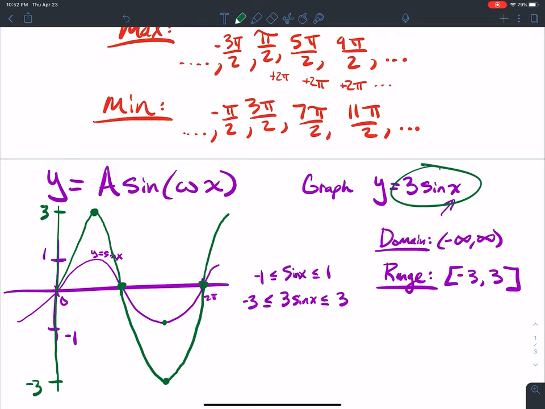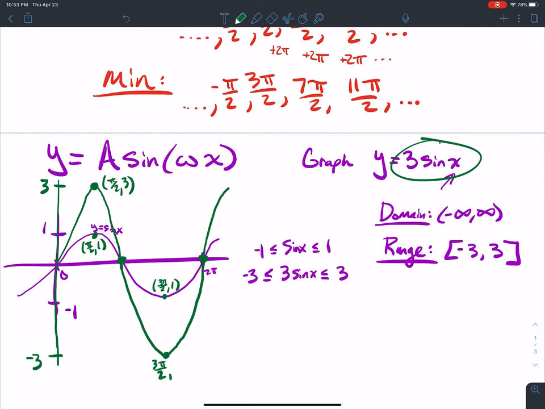Okay, so this point right here is pi over 2 comma 3, whereas that point there is pi over 2 comma 1. Okay, this point here was 3 pi over 2, 1. And this point down here was 3 pi over 2, negative 3.